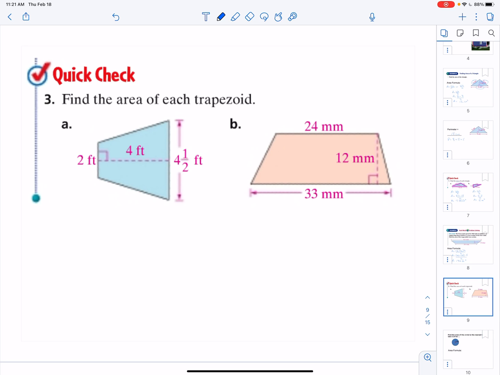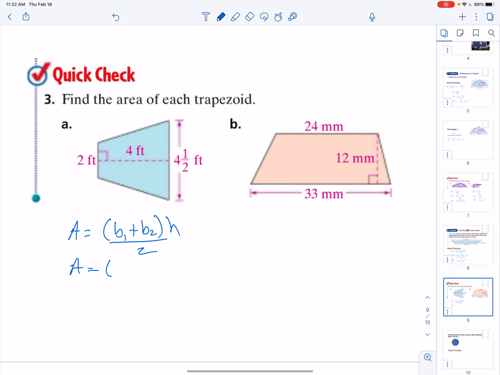Okay, so let's find out how you did. In this first one, A, it's kind of a weird trapezoid, but it's still a trapezoid. So we'll do B1 plus B2 times h divided by 2. That's my formula. Again, I told you that your bases in this case are going to be the two that are touched by the right angle. So here is my height, here's my right angle. That tells me my 4.5 and my 2 are my bases.